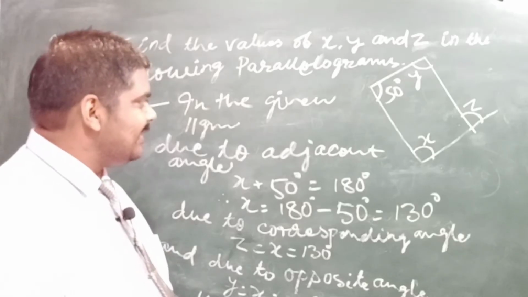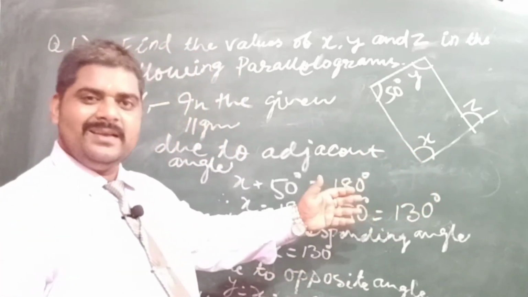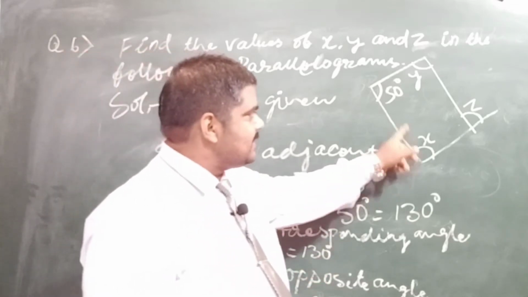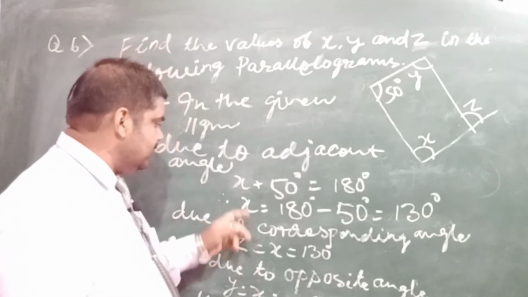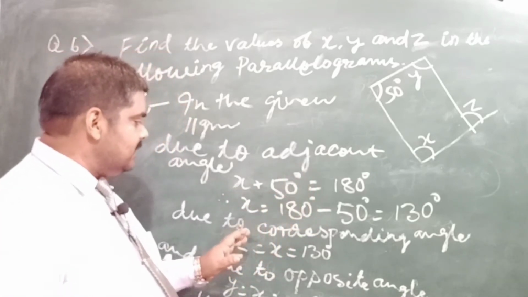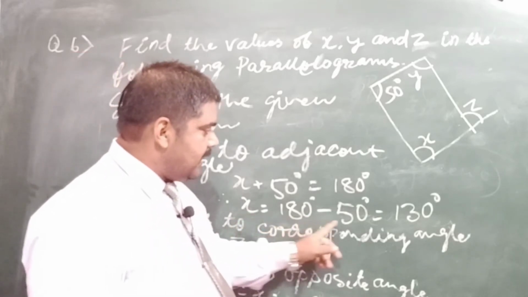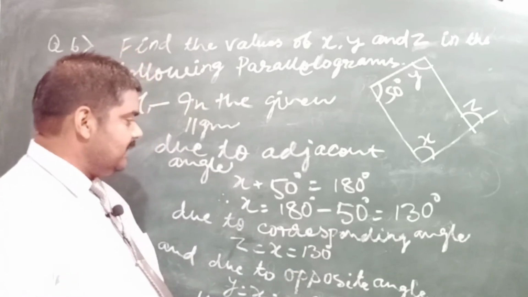My dear student, in the given parallelogram, you need to find out the value of x, y and z. And you know that the sum of the adjacent angles of a parallelogram is equal to 180 degrees. And this is why x plus 50 is equal to 180 degrees. And the value of x is equal to 180 minus 50, and it is equal to 130 degrees.